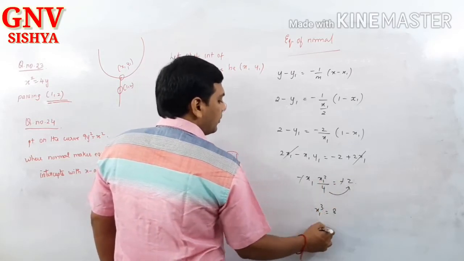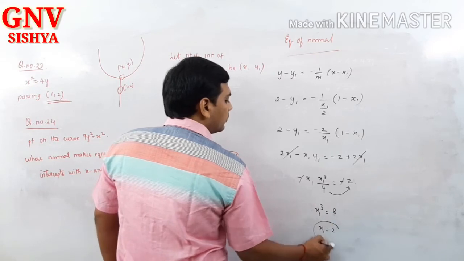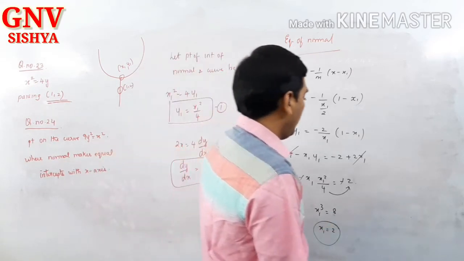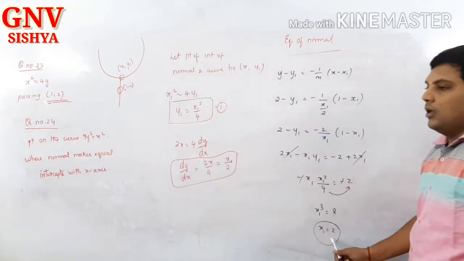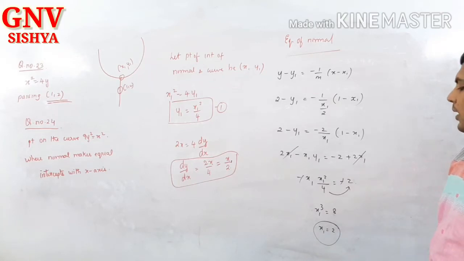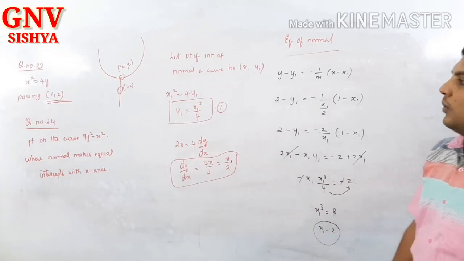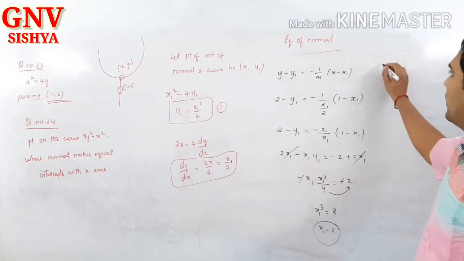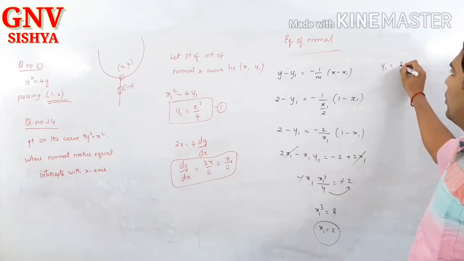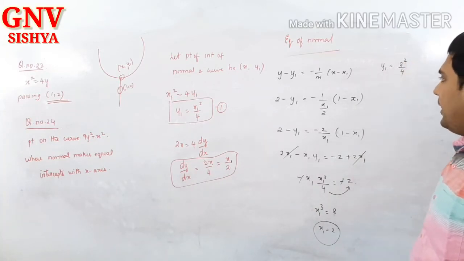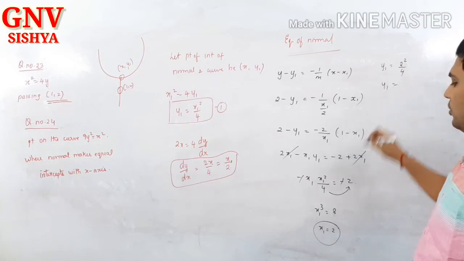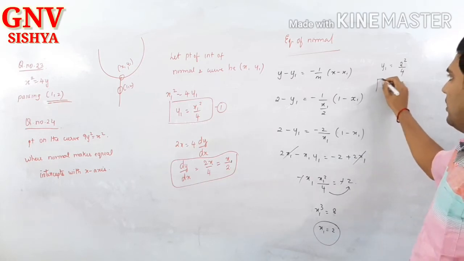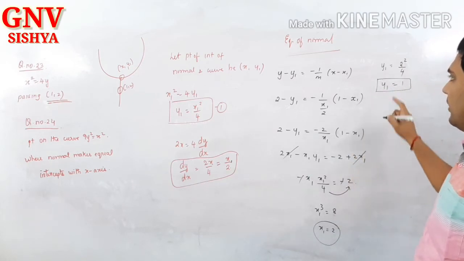x1 cube is equal to 8. x1 cube is equal to 8, x1 will be equal to what? 2. So if x1 is equal to 2, what happens? You can write what is y1, Kana. y1 will be equal to how much? y1 is equal to 2 square by 4. Am I correct? So y1 is equal to 2 square is 4 by 4, which is 1. So x1, y1 is (2, 1).